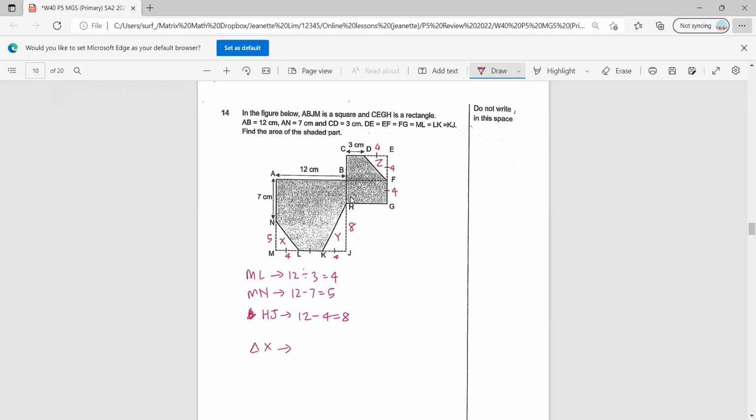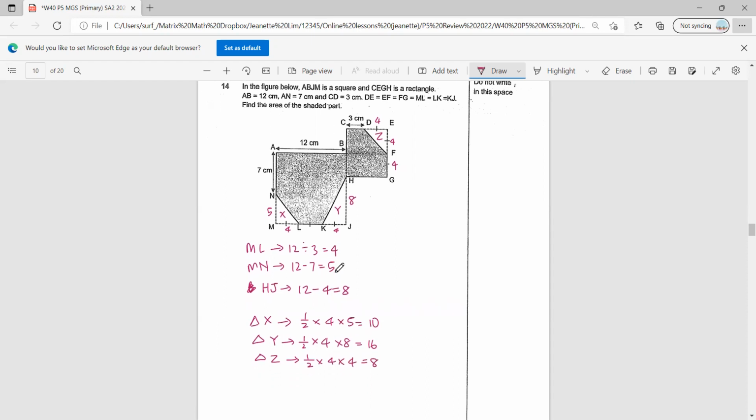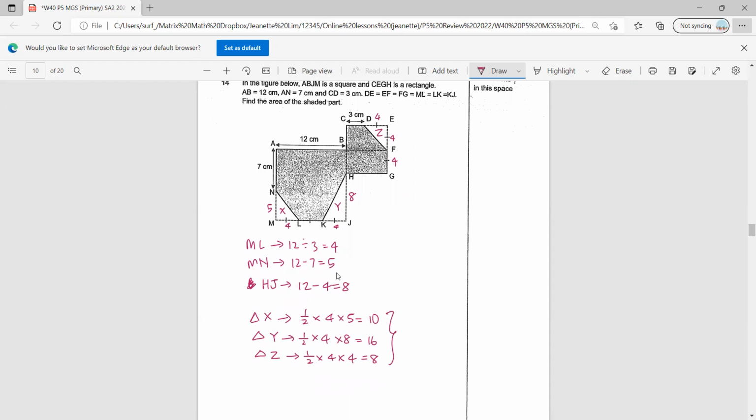Okay, then let's find triangle X. Half times 4 times 5. Triangle Y. Half times 4 times 8. Triangle Z. Half times 4 times 4. So the total area of the unshaded is 10 plus 16 plus 8. 34. So answer's 34. No lah, that one is unshaded.